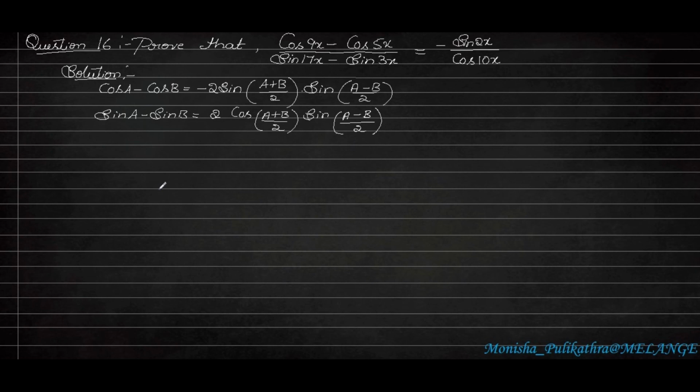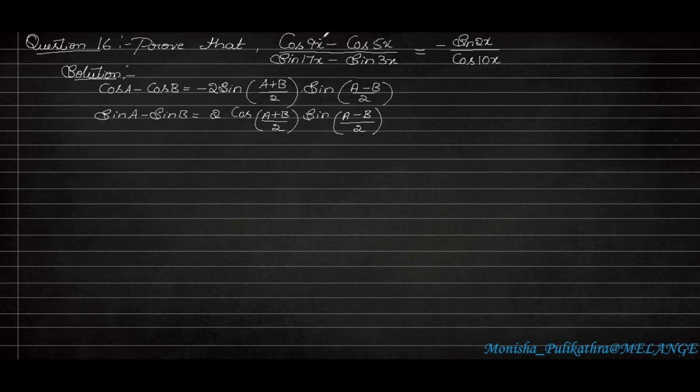Moving on to the last question of this session, question 16, that is (cos 9x minus cos 5x) divided by (sin 17x minus sin 3x) will become minus sin 2x by cos 10x. So this is the thing we need to prove here. Here cos 9x minus cos 5x. So it is in the form cos A minus cos B. So I have written the formula of it. Cos A minus cos B is equal to minus 2 sin (A plus B) by 2 and sin (A minus B) by 2. So therefore the numerator should be expanded in the form of this.